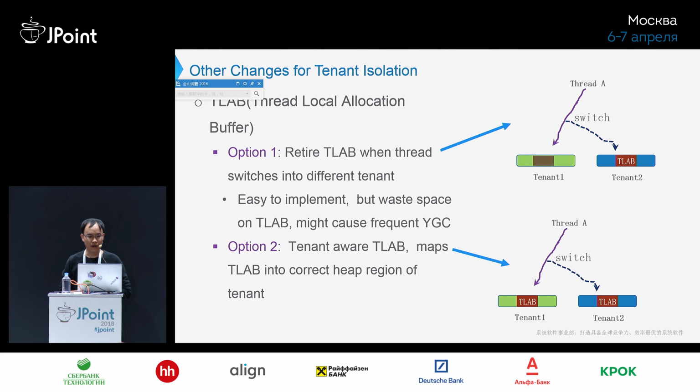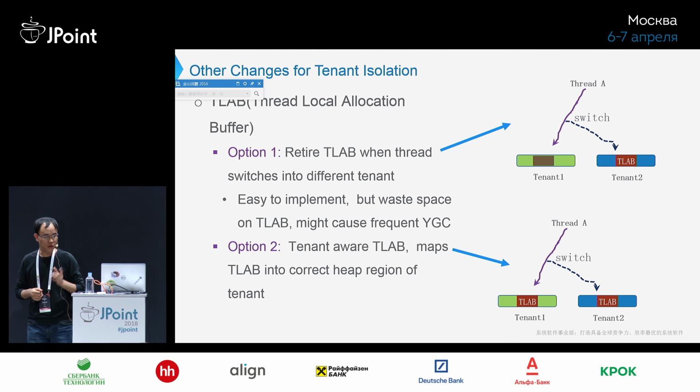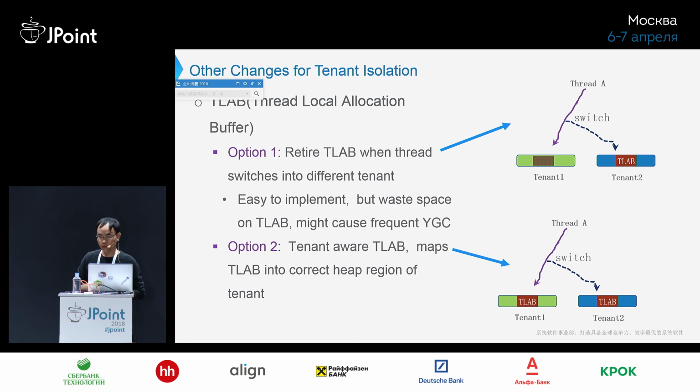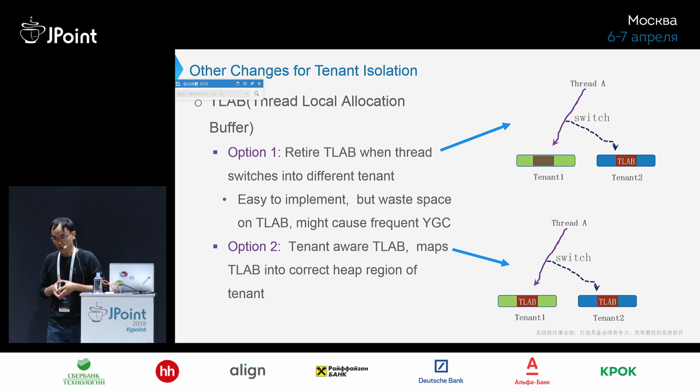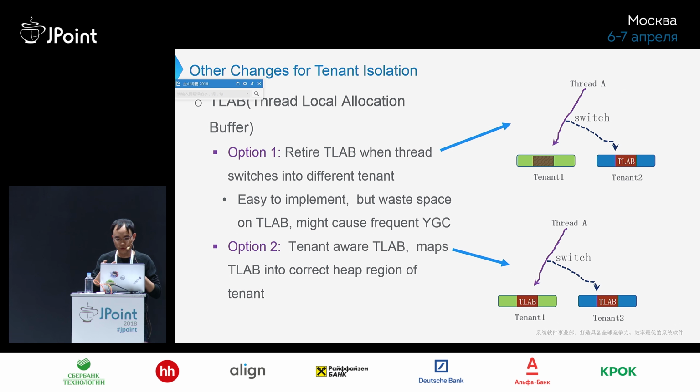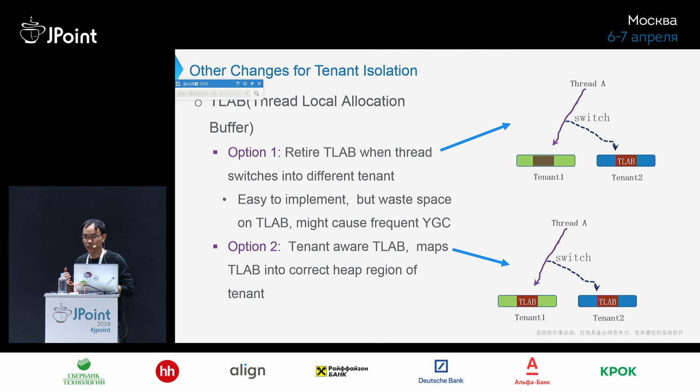Actually, we have some other considerations for tenant isolation. The first thing is TLAB. TLAB is a fast allocation mechanism. You know, TLAB allocation is actually inlined. The space of a TLAB depends on heap regions. As I have mentioned, different tenants have different groups of heap regions. You can just look at this picture. When thread A switches from tenant 1 to tenant 2, we need to make sure it uses the correct heap region for TLAB space. So we have two options here.